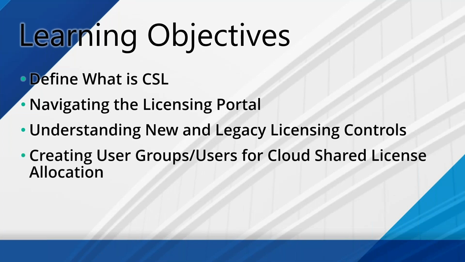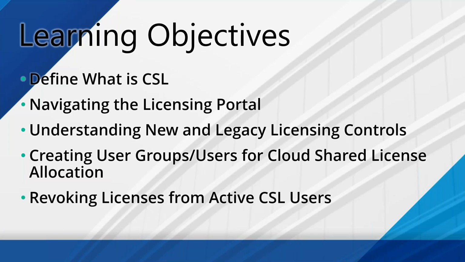And we're also going to take a look in the licensing portal about creating user groups, users themselves, and allocating them cloud shared licensing so that you can understand exactly how that licensing is assigned. And we're also going to take a quick look at revoking licenses from users in case you wanted to pull a license while it was in use. This is one of the beauties of this online system. You don't have to wait for an IT manager to take action on your behalf. You can yourself jump in and take that action. So we'll be taking a look at how that works.